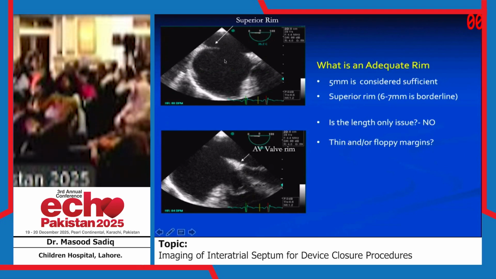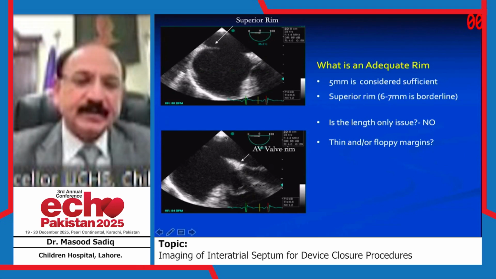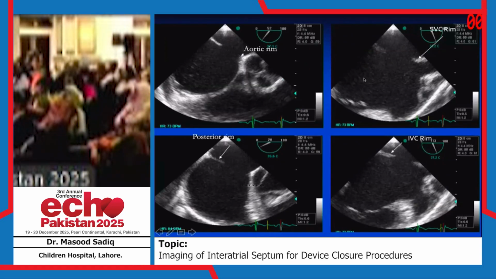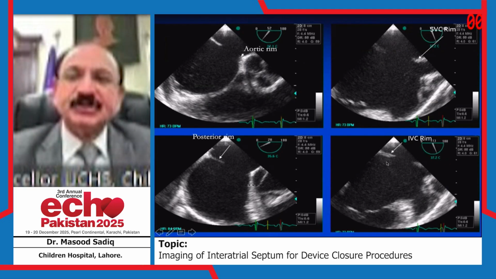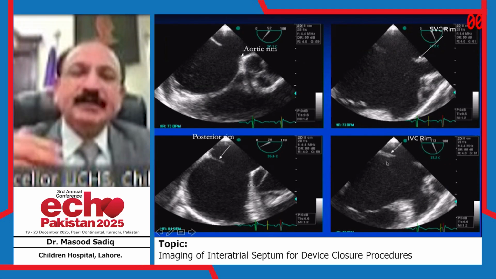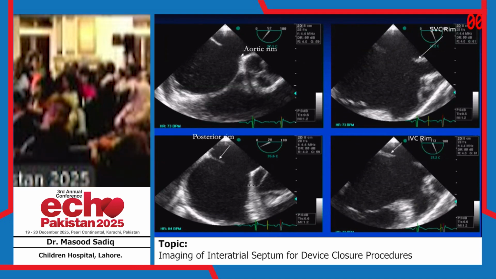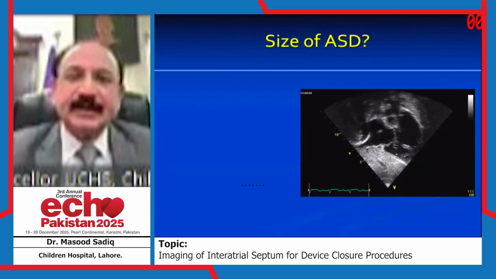As you can see over here, superior rim, AV valve rim, aortic rim, which is deficient here. This is posterior rim, SVC rim, and IVC rim. So you need to make sure that all these rims, other than the aortic rim, are at least 5 millimeters, because you do not need that 5 millimeters for an aortic rim. You can get away with that.